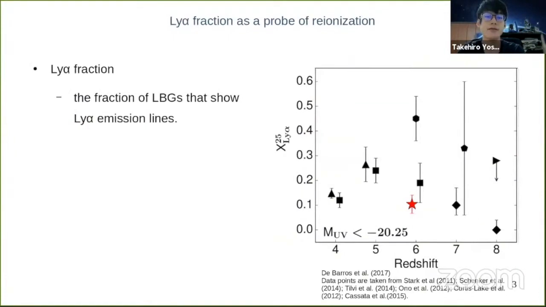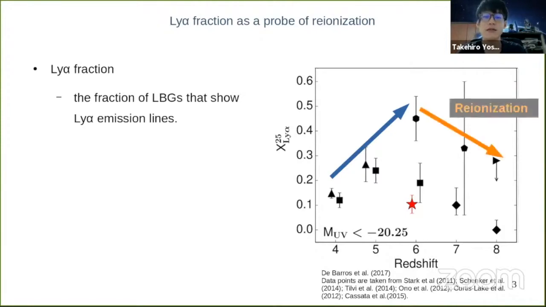Lyman alpha fraction is one of the widely used methods to investigate reionization. The Lyman alpha fraction is defined as the fraction of Lyman break galaxies that show Lyman alpha emission lines. The right figure shows the Lyman alpha fraction as a function of redshift. It increases from redshift 4 to 6, partly due to the less dust content of high redshift galaxies. On the other hand, it decreases rapidly above redshift 6. This sharp drop is thought to be a signature of reionization.